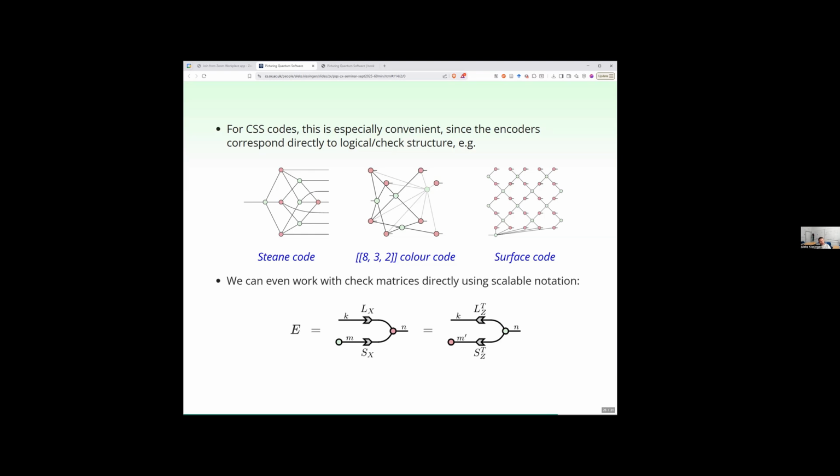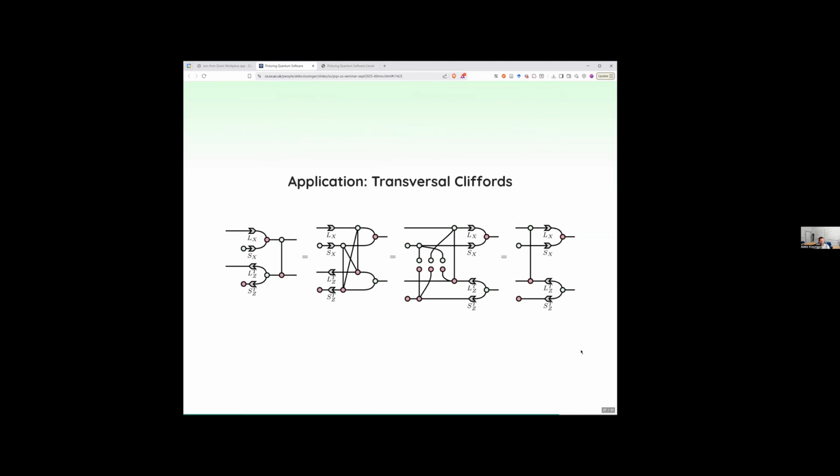In fact, we can even work with check matrices directly with CSS codes using the scalable notation. If I give you the logicals and the stabilizers of a code as Boolean matrices, then I can draw its encoder and stabilizer in scalable notation this way. You can use this representation for lots of stuff. Here, for instance, is a proof on one slide of why CSS codes have a transversal CNOT gate. Here's my physical transversal CNOT, and I've just pushed it through, and I've gotten a logical transversal CNOT.